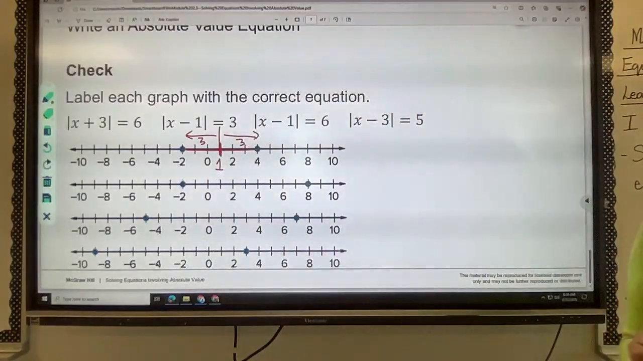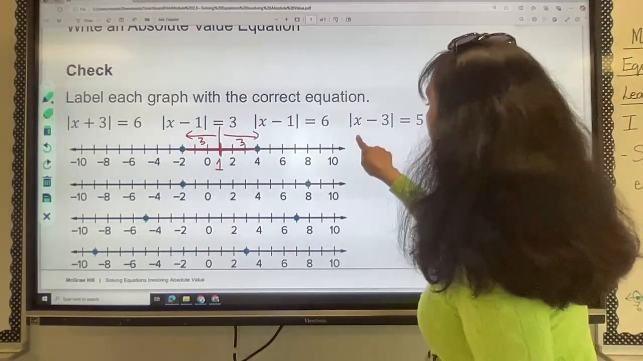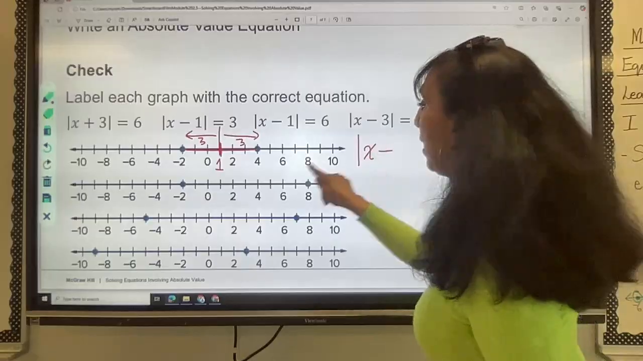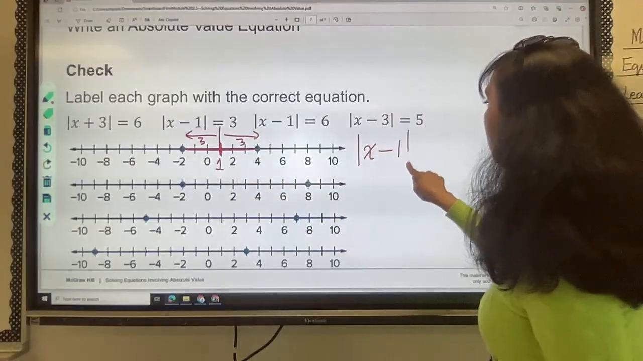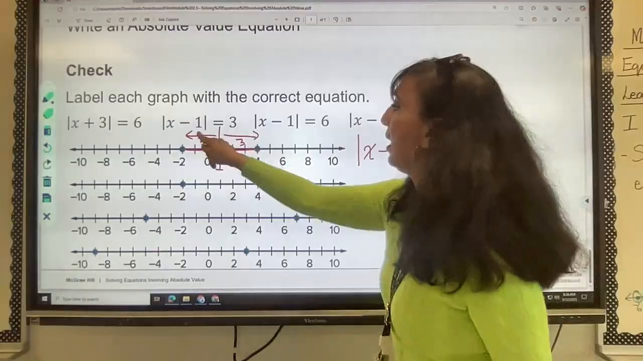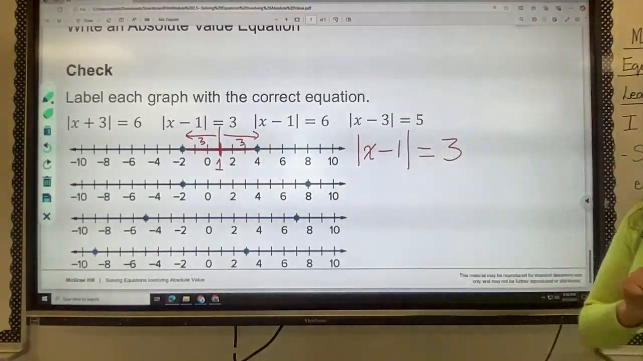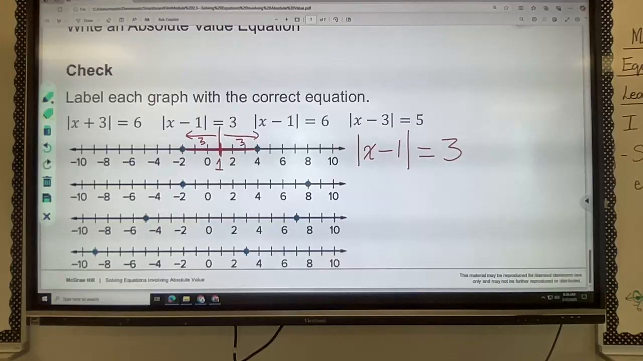So in this case, what is my equation? So it's going to be absolute value of x minus the midpoint, which is 1. And what is my distance that I'm getting? I am getting 3. So that is my first equation. Okay?